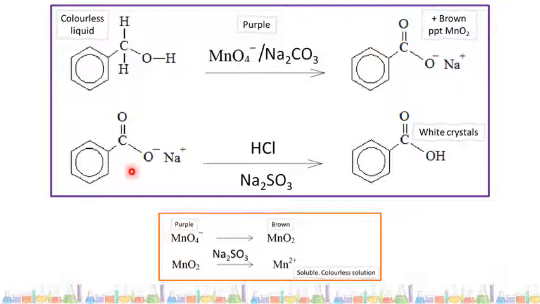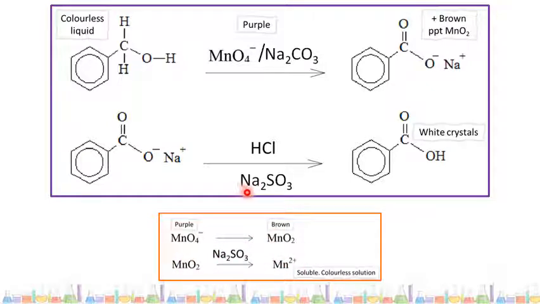The second step of this reaction is we need to convert this carboxylate salt into our carboxylic acid. In order to do that, we add HCl. And what we'll see is the brown color disappears and we see the white crystals of the carboxylic acid, the benzoic acid, being formed. Now, the reason the brown color disappears is because of this reaction down here.